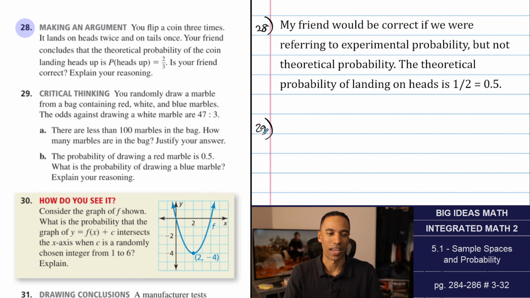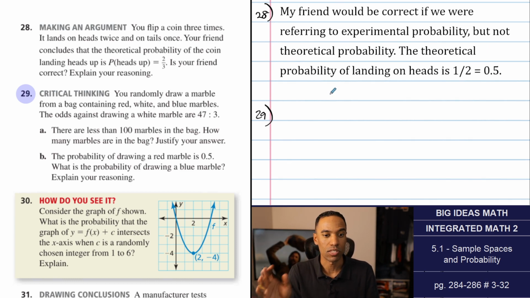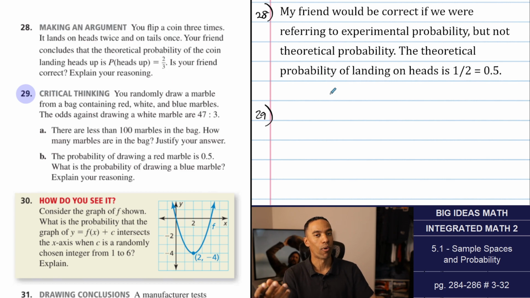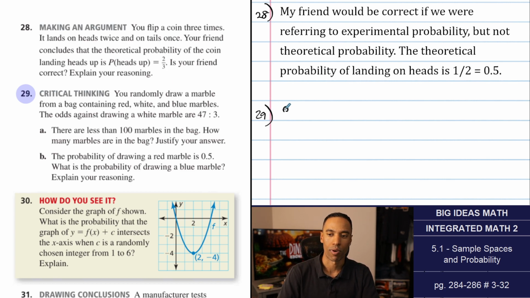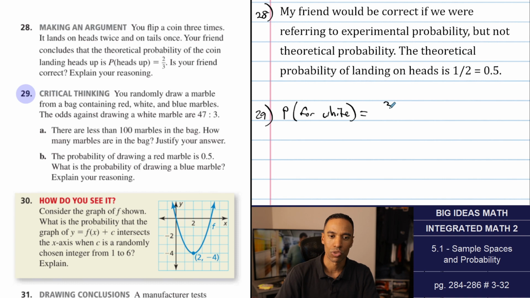All right, number 29. Critical thinking. You randomly draw a marble from a bag containing red, white, and blue marbles. The odds against drawing a white marble are 47-3. That means against are 47-3, so for are 3-47. So the probability for white is 3 out of 47 plus 3, so 3 out of 50.